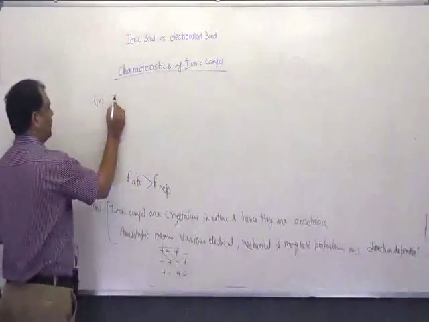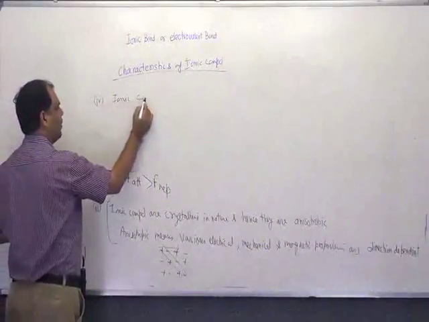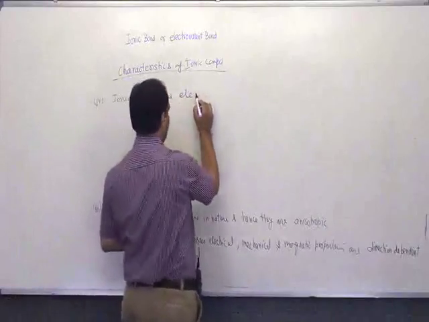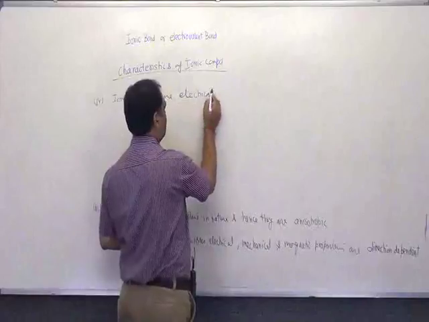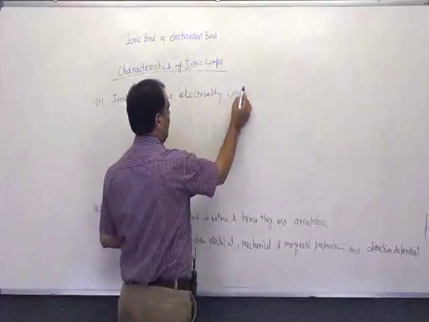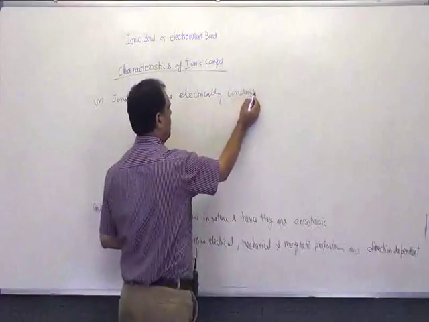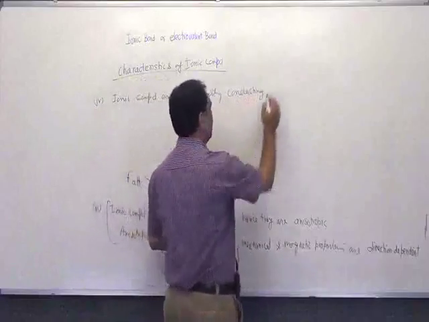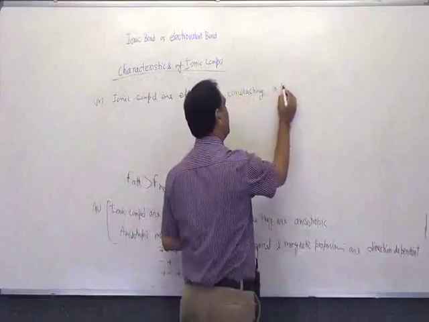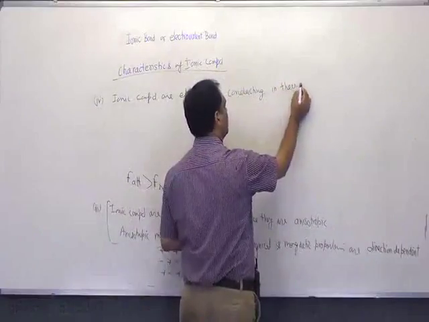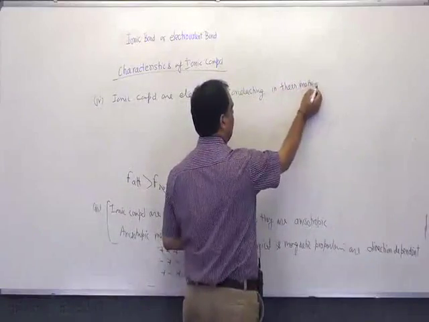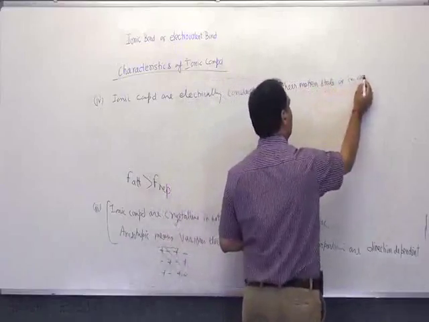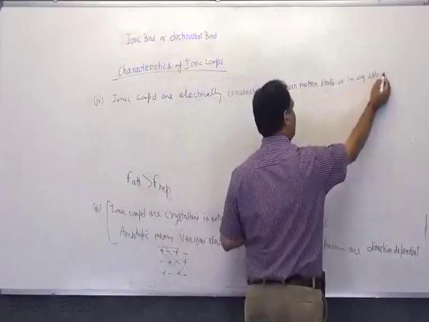Fourth, ionic compounds are electrically conducting. Ionic compounds are electrically conducting in their molten state or in aqueous solution state.